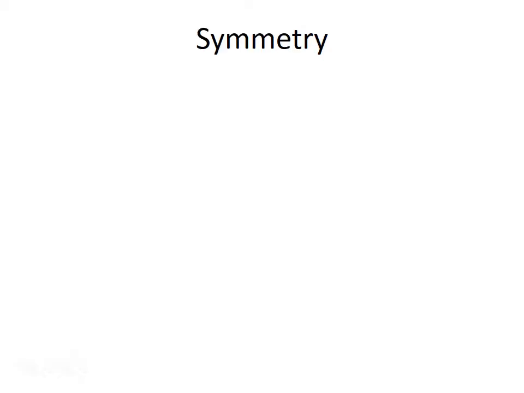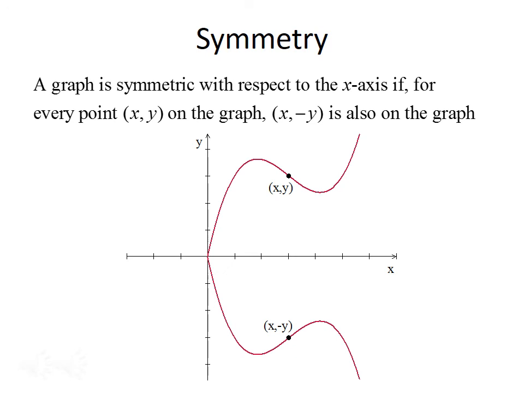Another characteristic of graphs is that of symmetry. There are three types of symmetry in graphs. The first is symmetry with respect to the x-axis. A graph is symmetric with respect to the x-axis if, for every point (x, y) on the graph, (x, -y) is also on the graph.